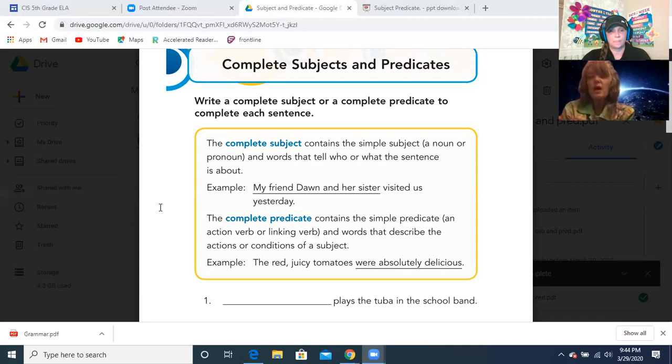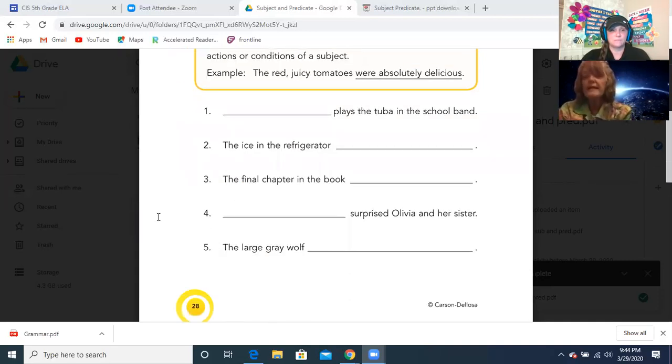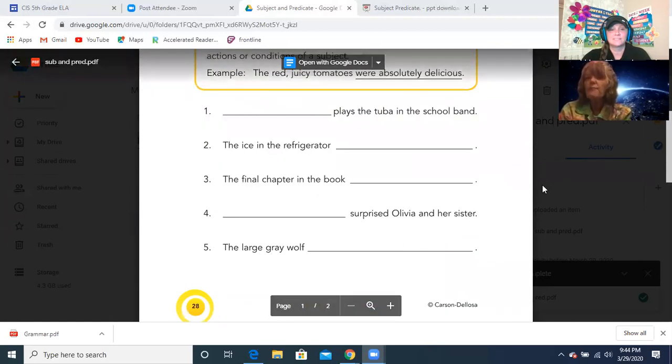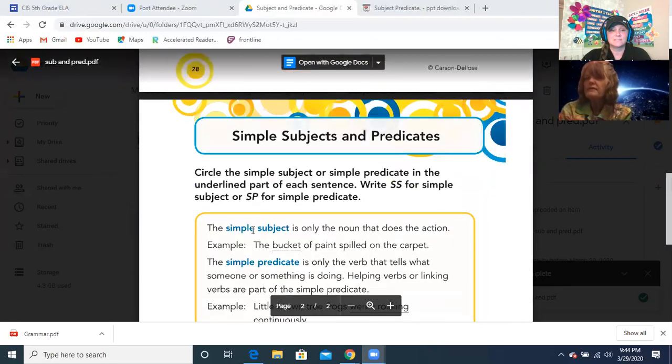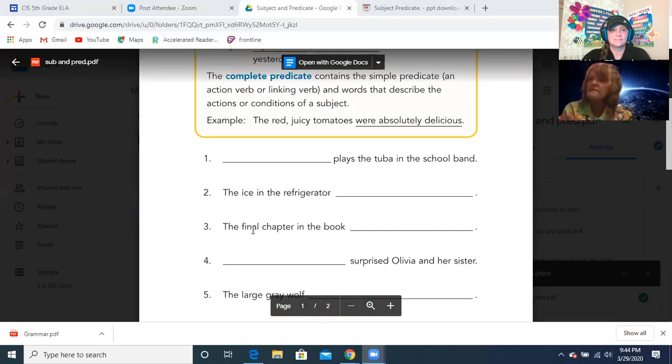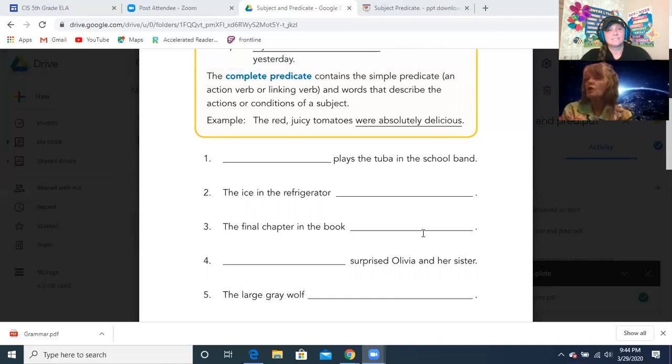So what you will be doing on your paper is you will number from 1 to 5, and then do that on both. Both of them have 5, so you can do 1 to 5 and then 1 to 5 again, and you are going to fill in the blank with whatever word you choose. So it can say blank plays the tuba in the school band. You might say my friend David plays the tuba in the school band, or you could name one person, like Maddie plays the tuba in the school band.